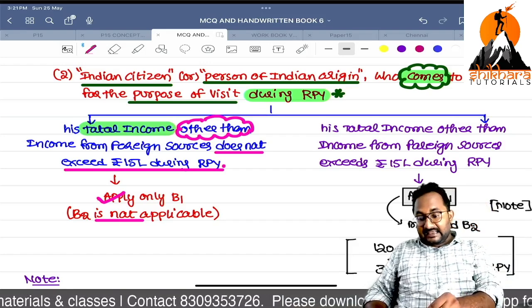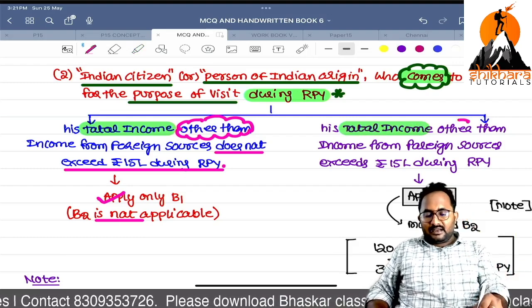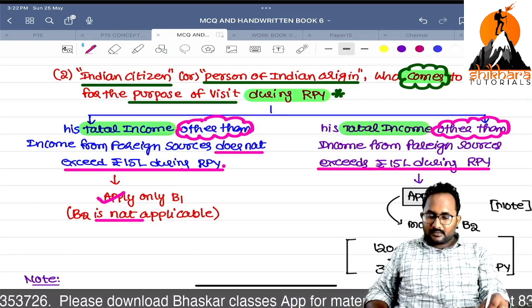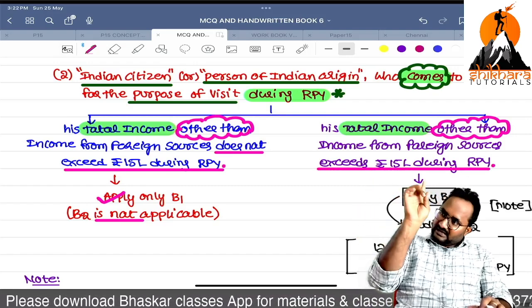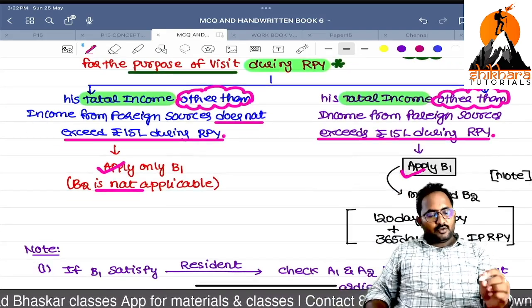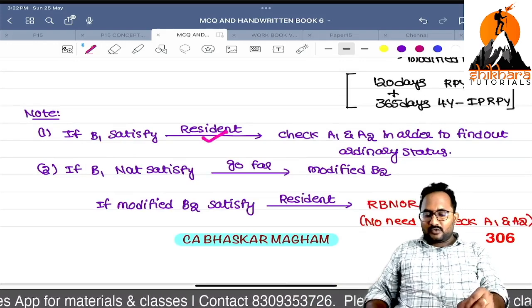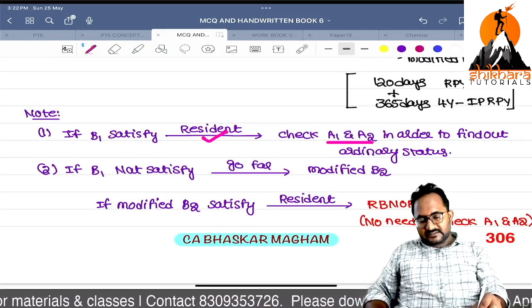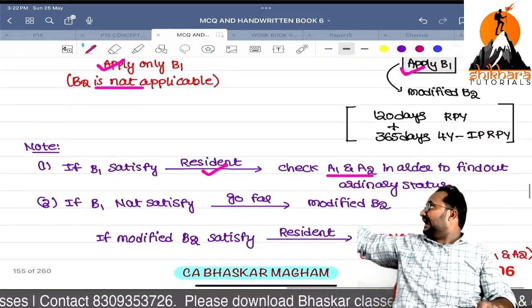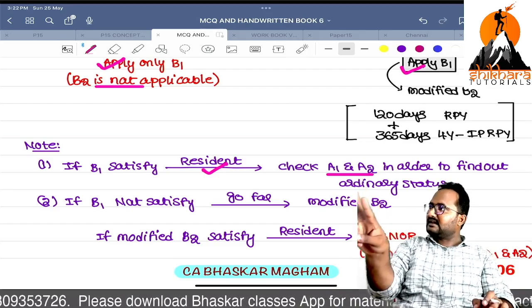Now, the second case: if his total income other than income from foreign sources, that means Indian-source total income, exceeds how much? 15 lakh. So he is a definitely important person, having more than 15 lakh. So now, first only B1 you have to apply. If B1 is satisfied, then what is the answer? Resident. Now we have to check A1 and A2 for calculating which status? Ordinary status. First you have to apply what? Basic condition 1. If satisfied, the answer is resident. Then for ordinary status, you have to check additional condition 1 and additional condition 2.